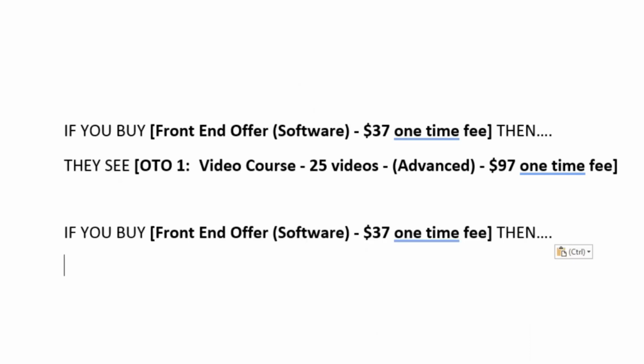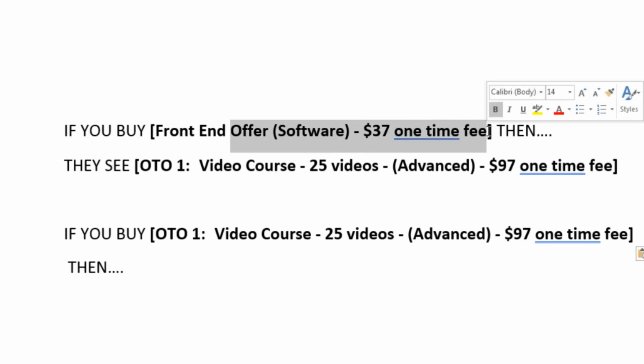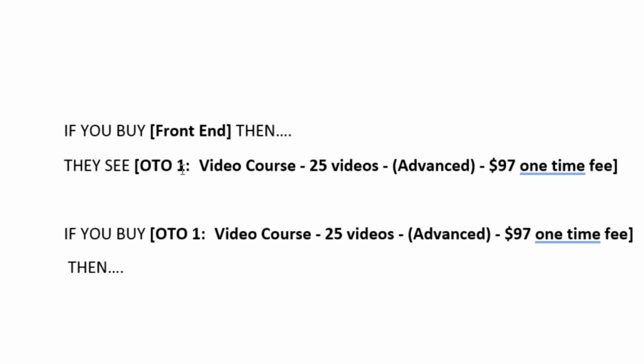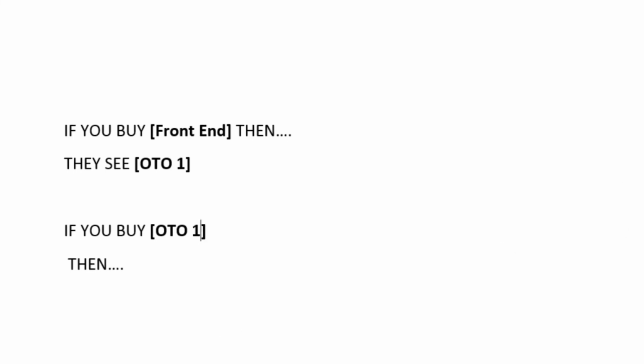And let's just start a new row. So now we have the one-time offer, 1. Let's just copy this here. And you can actually simplify this further if you want. You can just say front end offer. If you buy the front end, then they see the one-time offer 1. If you buy the one-time offer 1, then what happens? Then typically they'll see OTO number 2, right?